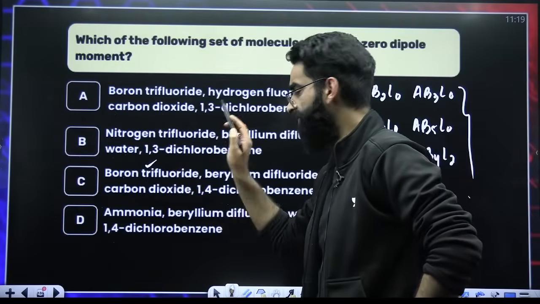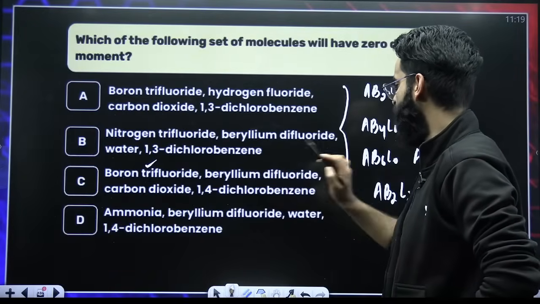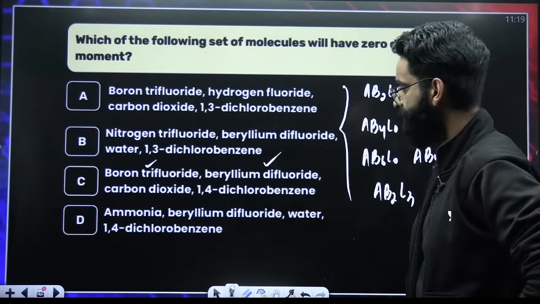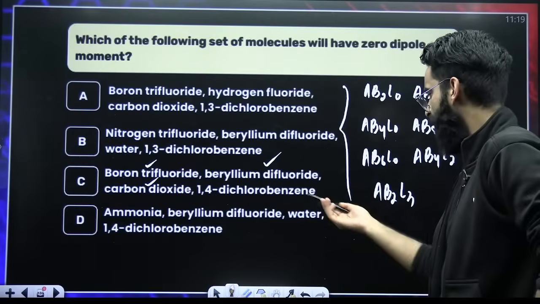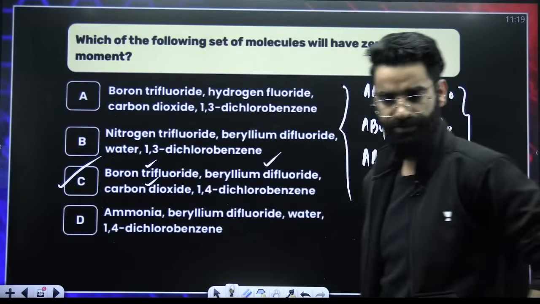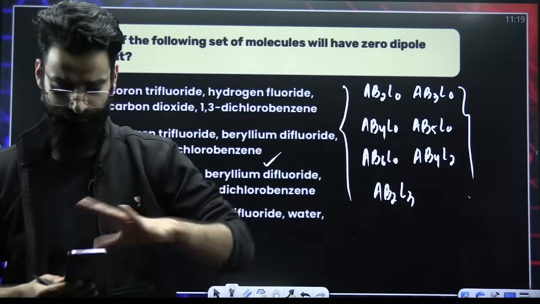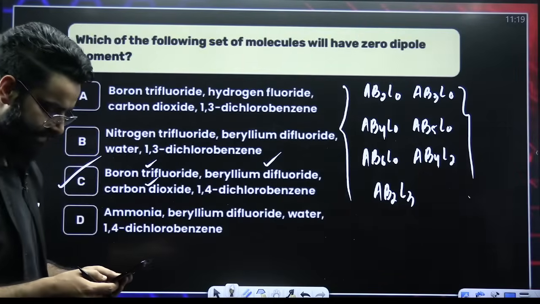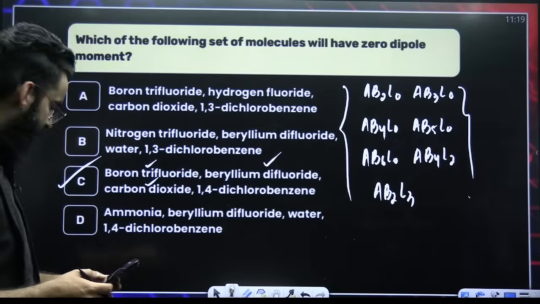BF3, AB3L0. BeF2, AB2L0. Carbon dioxide, AB2L0. And 1,4-dichlorobenzene already has zero dipole moment. So it's option C, which is the correct answer of this particular question. I believe it's clear. Yes? Right, people?